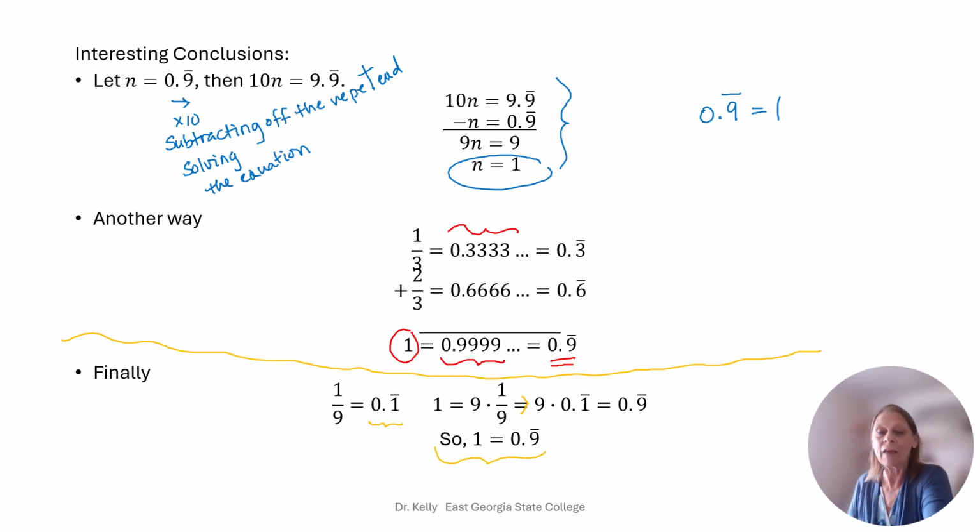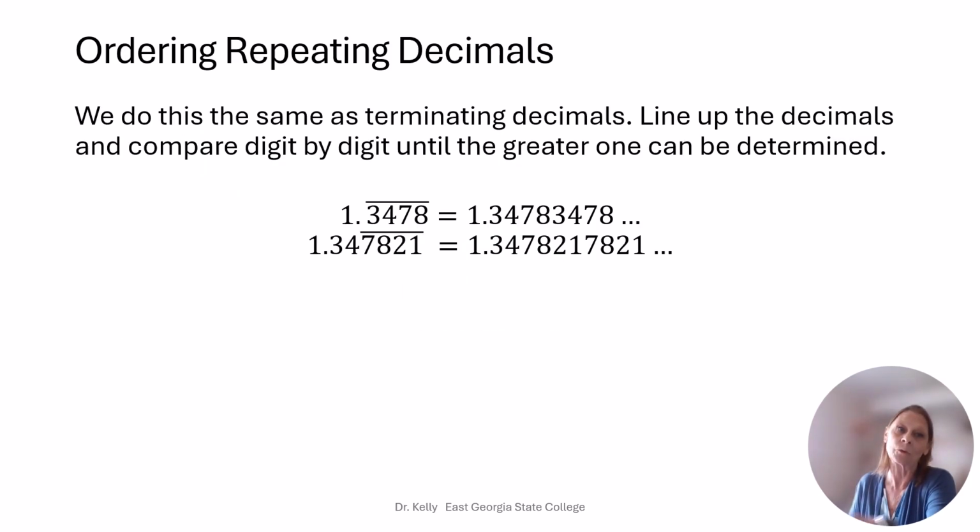Kind of cool. And then we're going to end, because this one is quite short, which is lovely. We're going to end with ordering repeating decimals. So we do this the same way as we compare terminating decimals. We line up the decimal points and compare them digit by digit until the greater one can be determined. It's really just that straightforward here. And so I've got 2 examples here.